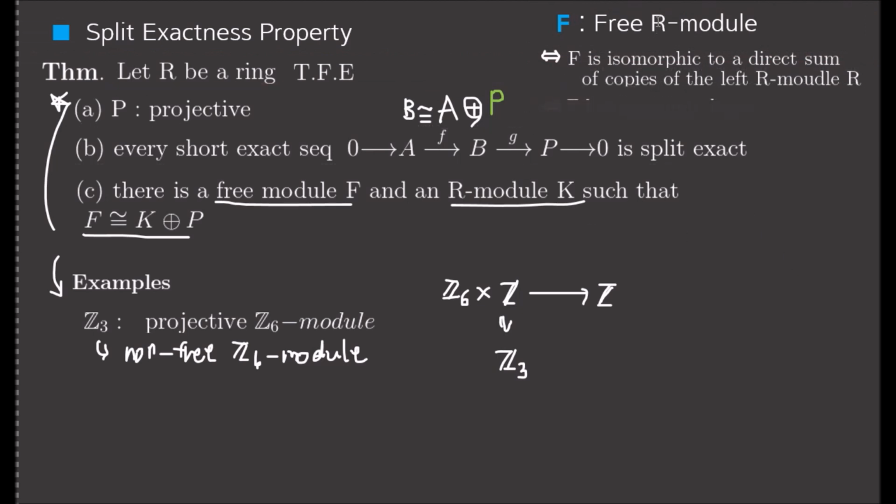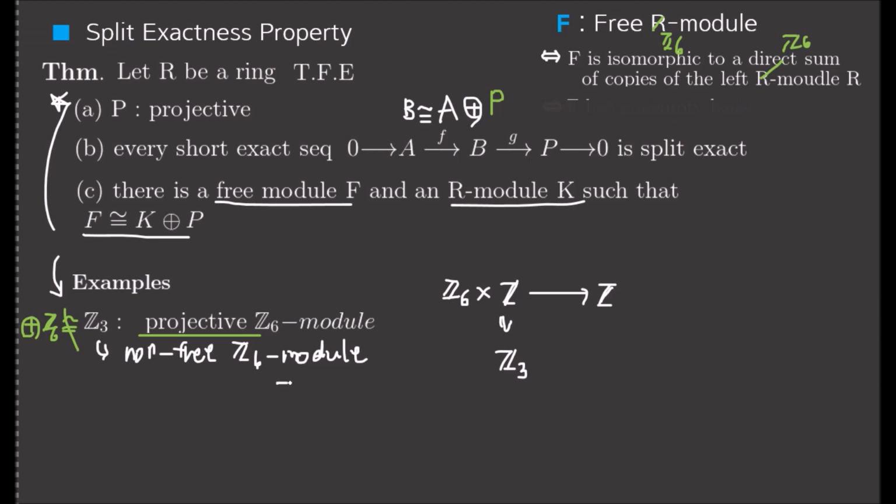If F is a free G6 module, in this case, F is isomorphic to a direct sum of copies of the G6 module R. So if G3 is a free R-module, it is expressed like this. But this is really false. So G3 is a non-free G6 module. But this is projective. In order to decide this, let's apply theorem C to these examples.